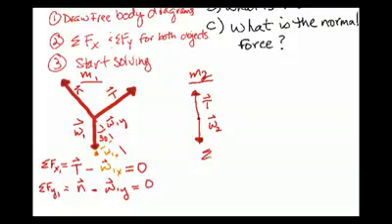Alright. The second object's pretty easy for the x because there is no x motion, right? And no x pulling. It's purely in the y direction, up and down, whichever way, whichever one wins. Is the tension stronger or is the weight stronger? And the sum of the forces in the y would be tension minus weight 2.